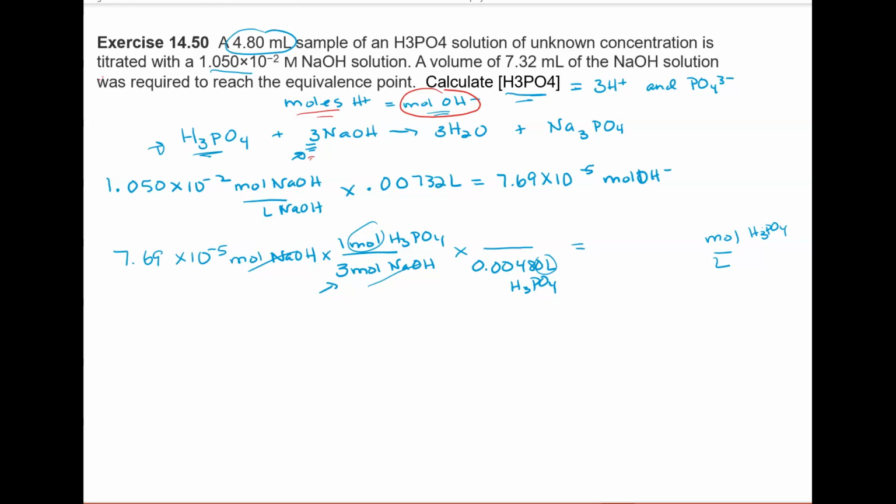And then what I wind up with is moles over liters of phosphoric acid, and that's the number I want. And what I get is 5.34 times 10 to the minus 3. And that is my answer. That's the concentration, 5.34 times 10 to the minus 3 molar phosphoric acid.